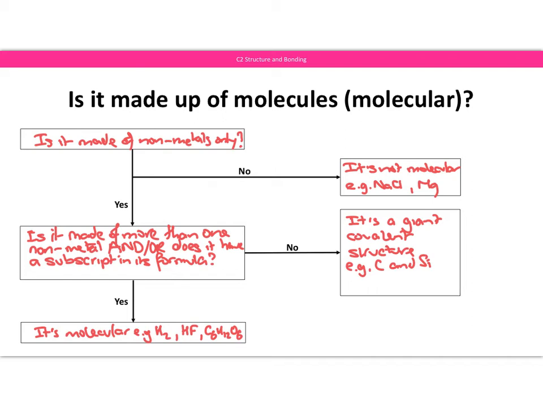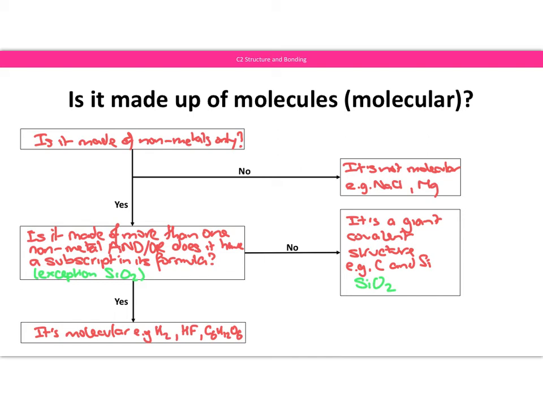Now, there is one exception to what I've written here, and that exception, so I'm going to write it here, is silicon dioxide. So that is made of more than one non-metal, and it does have a subscript in its formula. However, it is not a molecular substance. It is actually a giant covalent. So it's the one thing that doesn't fit these rules, I'm afraid. But if you just remember silicon dioxide doesn't follow these rules, then you'll be okay. And we will learn about silicon dioxide separately anyway.